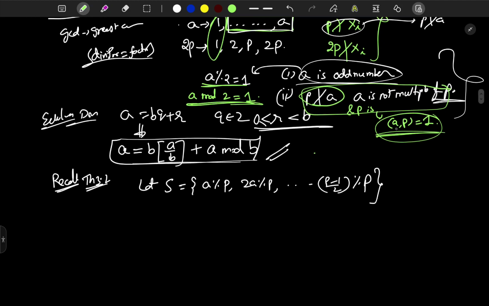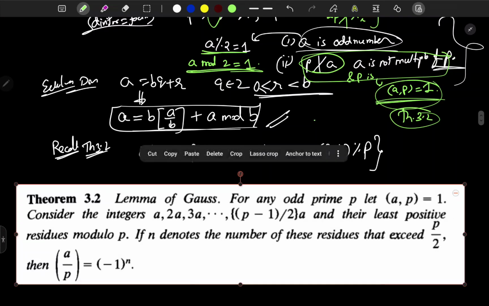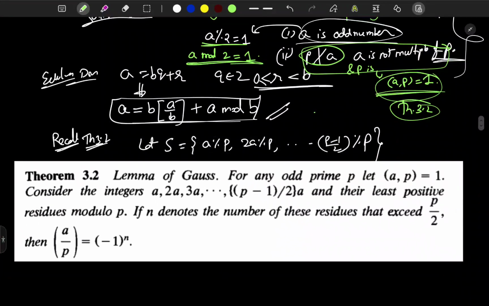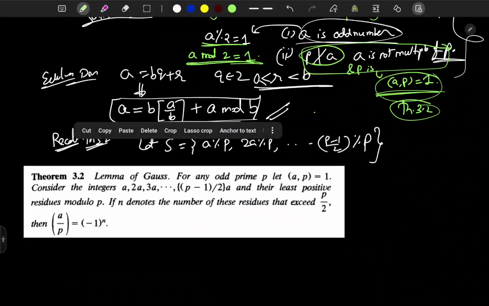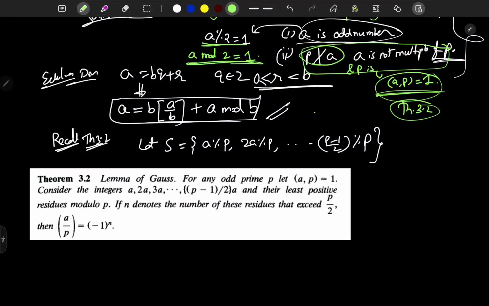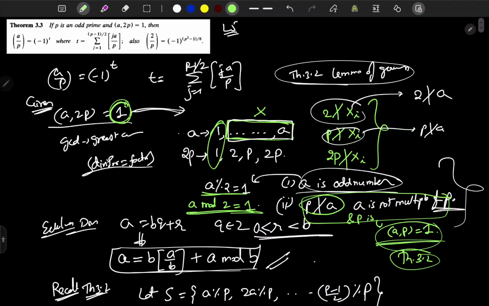So we can apply theorem 3.2 here. Yes, of course. What is the main basic criteria for 3.2? That p is a prime number and a is some number such that GCD of a comma p equals 1. So I can apply it here directly. From this given information, I have concluded the main important results: that a is an odd number, and the second one is that the GCD of a comma p is 1.